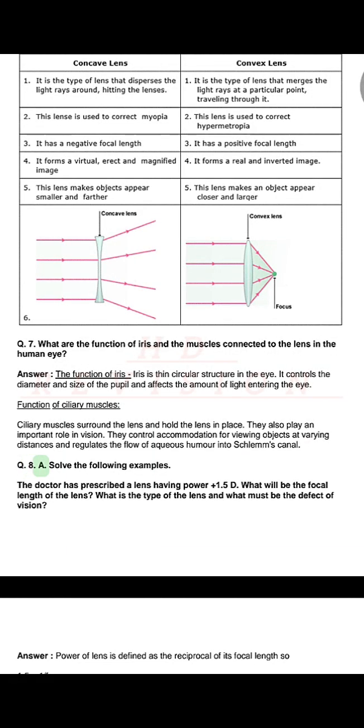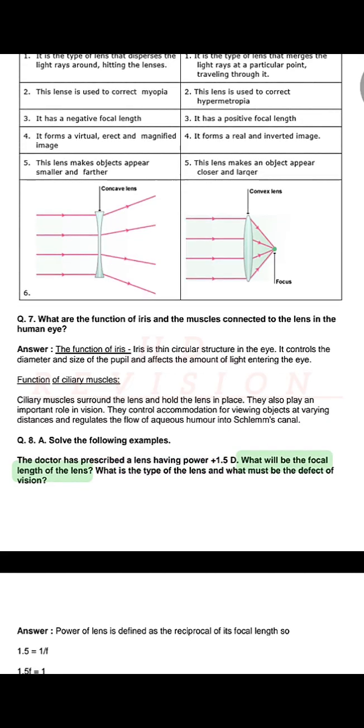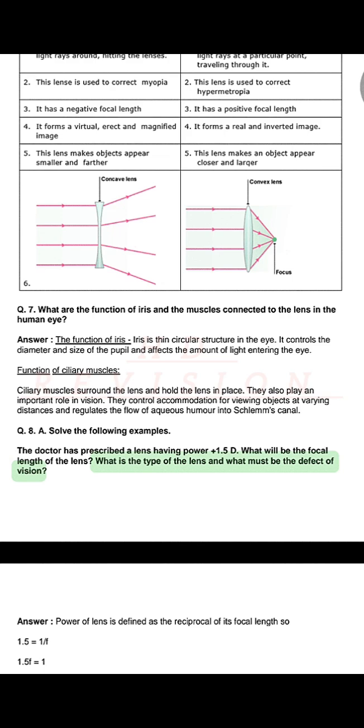Q. A. Solve the following examples. The doctor has prescribed a lens having power +1.5 D. What will be the focal length of the lens? What is the type of the lens and what must be the defect of vision?